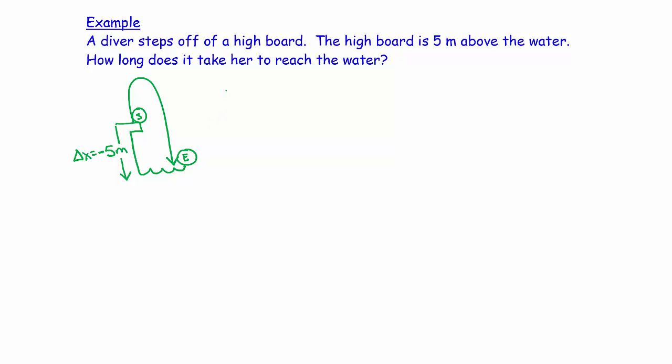And I make my list and I say, well, displacement is equal to minus 5 meters. I can say my acceleration is minus 10 meters per second squared. I can say that my initial velocity, vertically, we're all talking vertically now, she steps off the board. That means it's 0 meters per second. Didn't jump up, that would be positive. Didn't pull herself down, that would be negative. And I want the time interval. So I look at this and I go, oh yeah, well, this is fine.